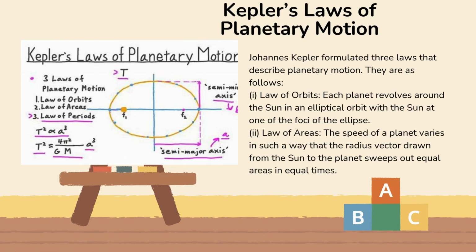Johannes Kepler formulated 3 laws that describe planetary motion. They are as follows. 1. Law of orbits. Each planet revolves around the Sun in an elliptical orbit with the Sun at one of the foci of the ellipse. 2. Law of areas. The speed of a planet varies in such a way that the radius vector drawn from the Sun to the planet sweeps out equal areas in equal times.